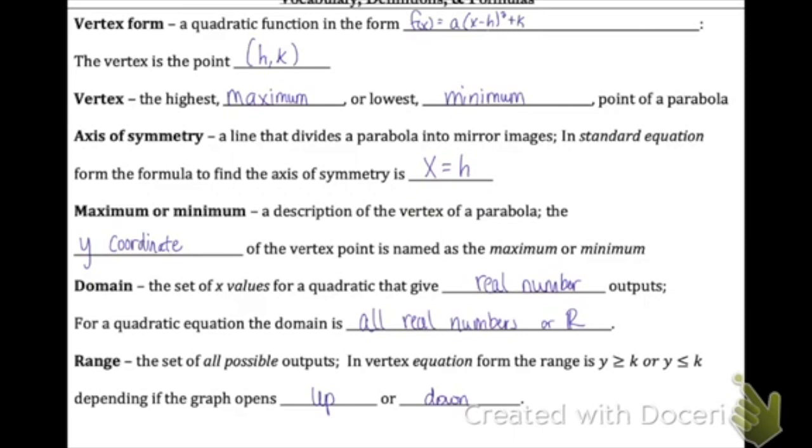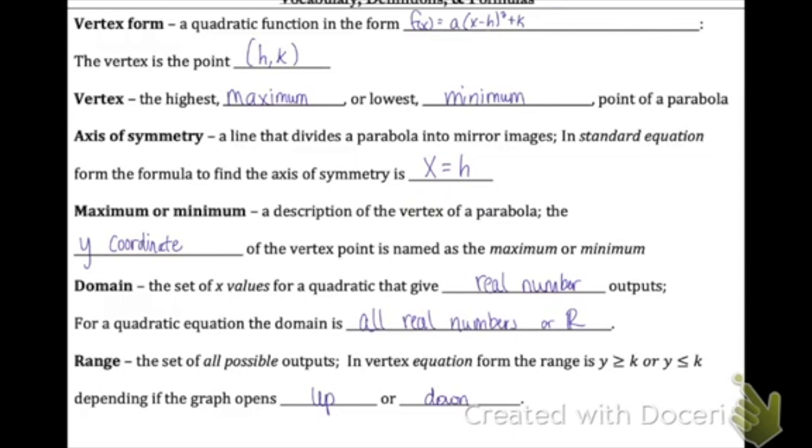We also have something called an axis of symmetry. This is a line that divides a parabola into mirror images. It's a vertical line. In standard equation form, the formula to find the axis of symmetry is just x equals whatever your h value is. Anytime you're asked for the axis of symmetry, make sure you answer it as an equation: x equals a number. Minimum or maximum, a description of the vertex of a parabola. The y-coordinate of the vertex point is named as the maximum or minimum.